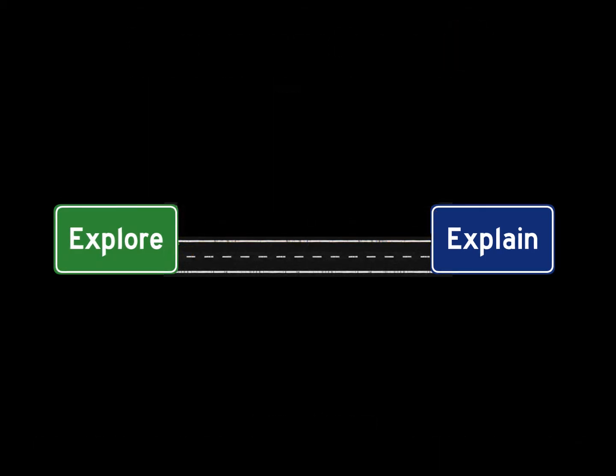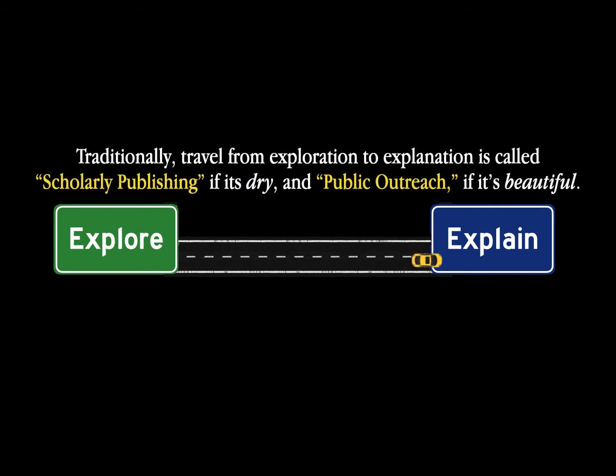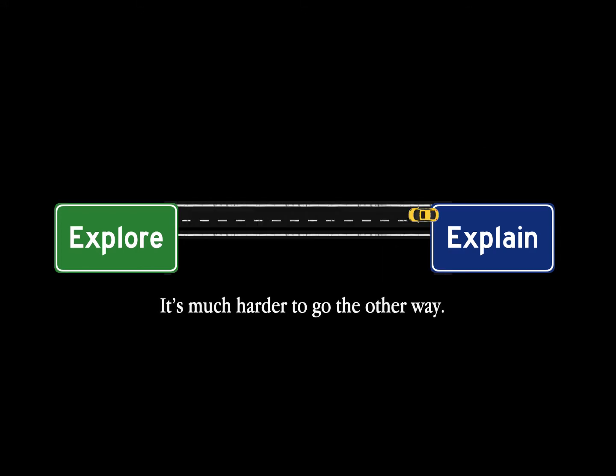And if you think about how science often works in terms of communication, scientists explore information and data and they make graphics that are intended to explain what they found to other people. And if those graphics are pretty dry and maybe only understandable by experts, that's called scholarly publishing. And if they're beautiful, that's often called public outreach. But it really doesn't have to be that way.